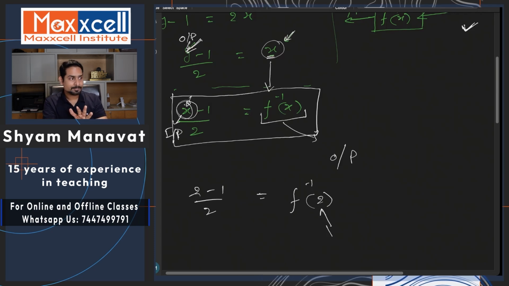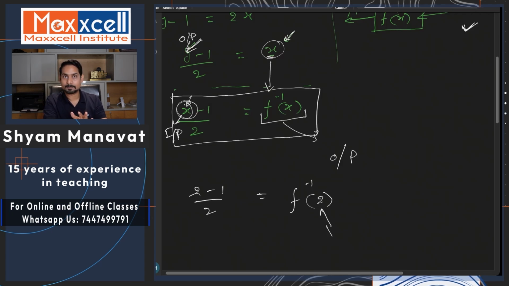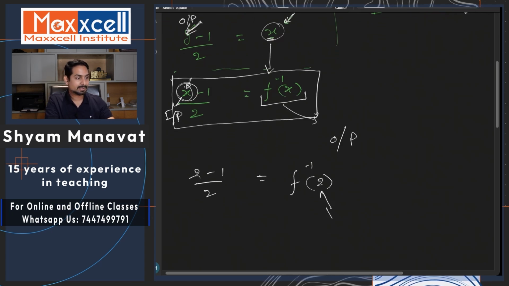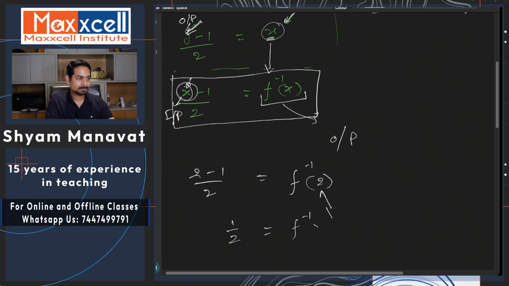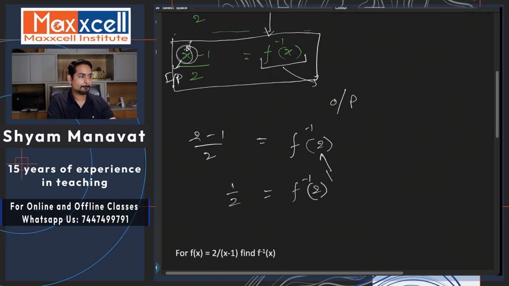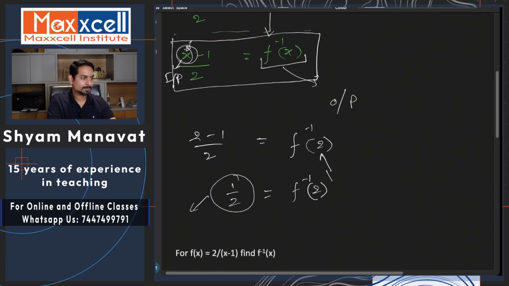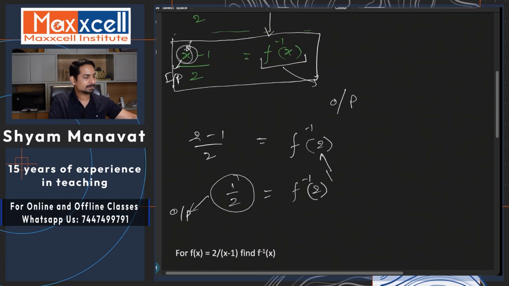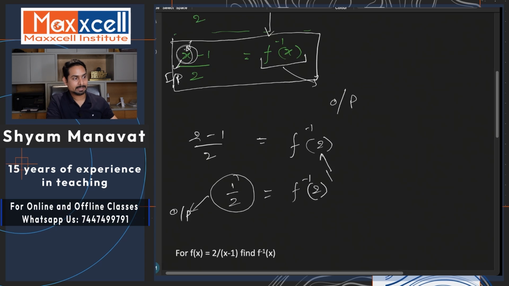Clear? Yeah. So f inverse of 2 is 2 minus 1 by 2, right? And then you get the output. That's 1 upon 2 inverse. So this is the output. Yeah, f inverse of 2, you got 1 by 2 as the output.